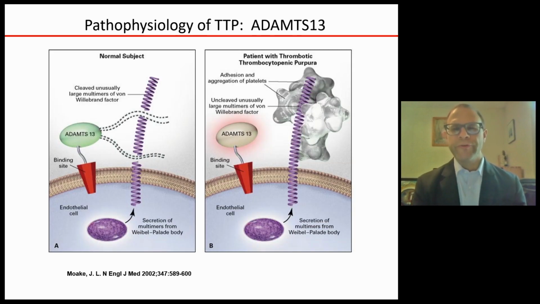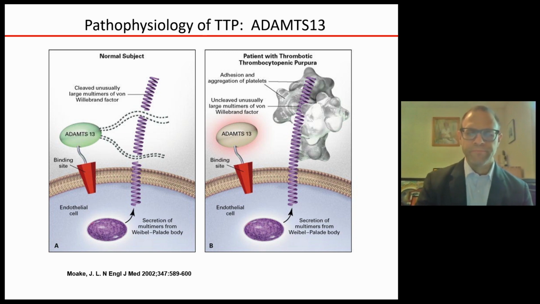The pathophysiology of TTP comes down to a protease called ADAMTS13, which is responsible for breaking down large multimers of von Willebrand factor. Without ADAMTS13, these multimers continue to grow, expand, multiply, and then form blood clots in different organs.